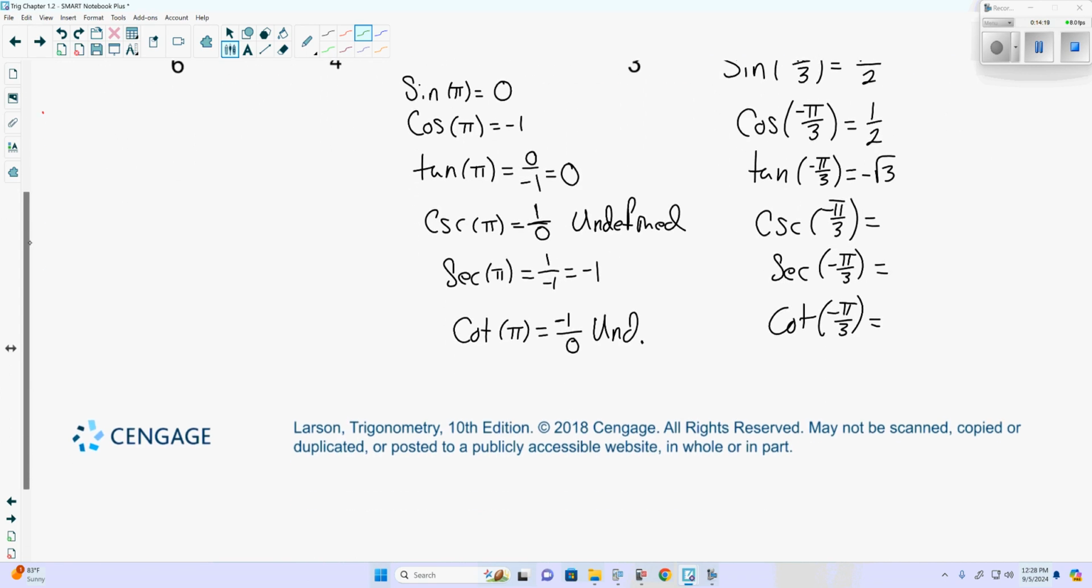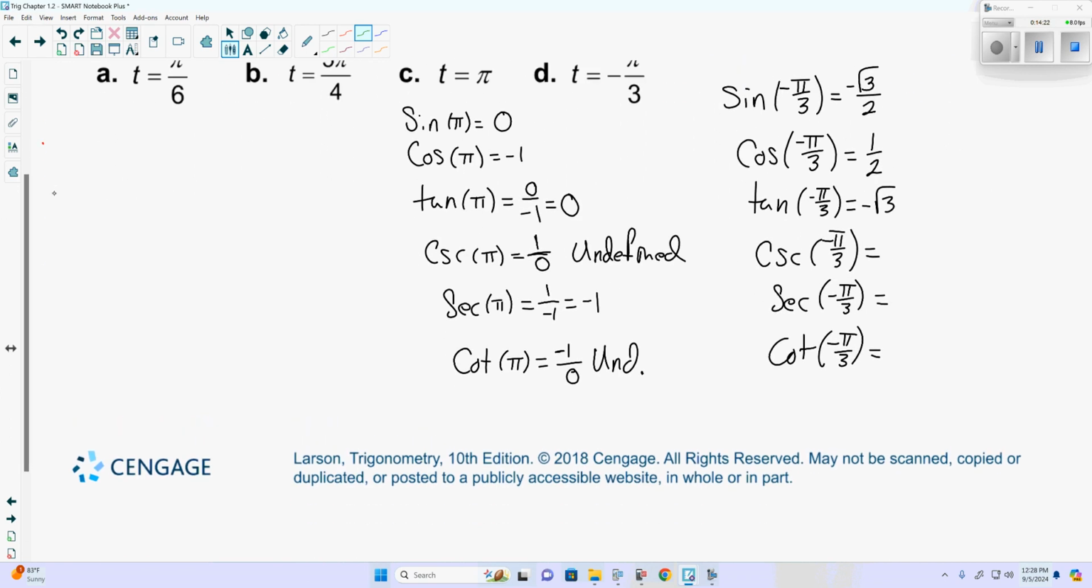Okay, so now the question is, why is that handy to know? Let's look at secant first, because secant's nice. Secant's 1 over cosine, yes? So what are we doing with cosine? We are flipping it. What's cosine's value for this last one? Cosine's value here is 1/2, yes? Flip it. What do we get when we flip 1/2? We get 2 over 1, or just 2. So secant of negative pi over 3 is 2.